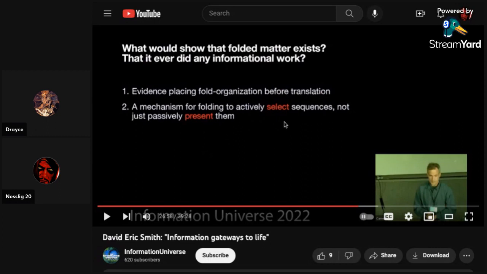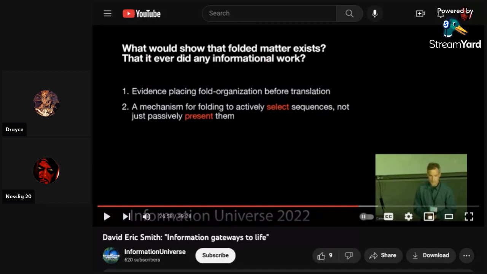And regarding the mechanism, basically what he's saying is that if you have a way to select sequences based on whether they can fold or not, then you have a plausible means to get folding without folding merely being a representation of the encoded sequence. That's what I'm getting from this.